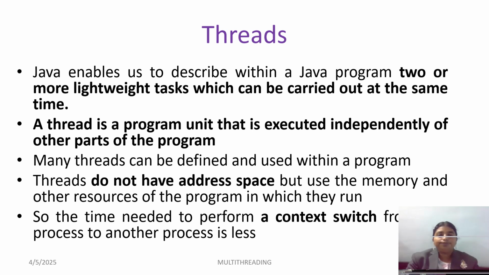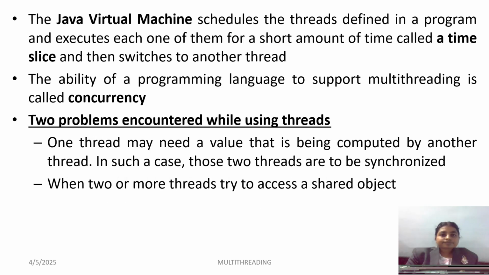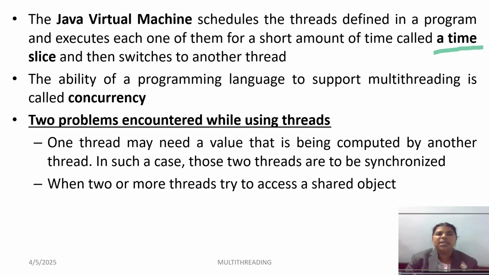The time needed to perform a context switch from one process to another is very small. The Java virtual machine schedules the threads defined in the program and executes each one of them for a short amount of time, which is called a time slice, and then switches to another thread. The ability of a programming language to support multithreading is called concurrency.